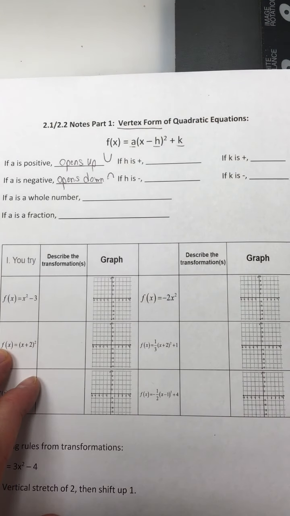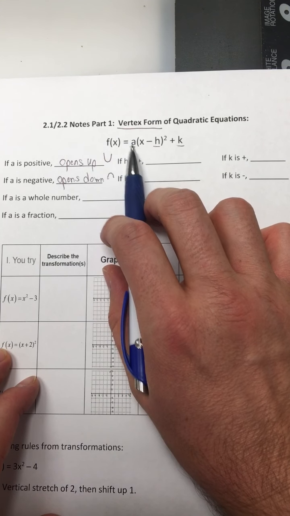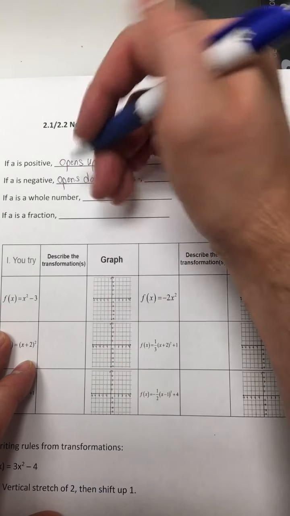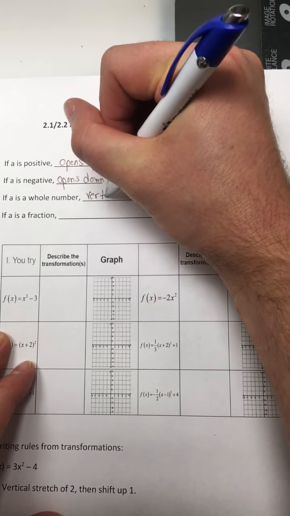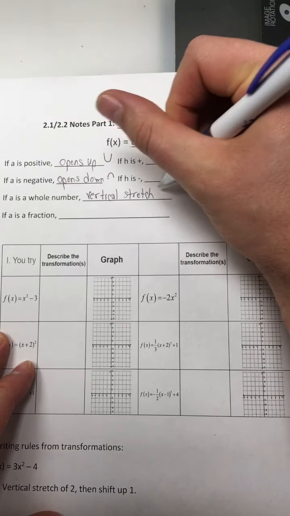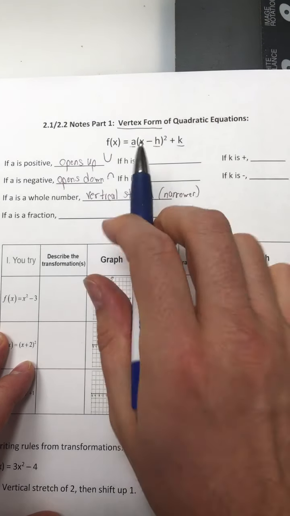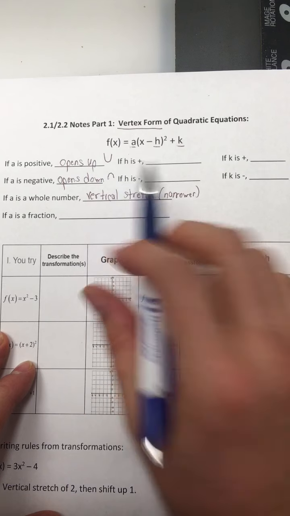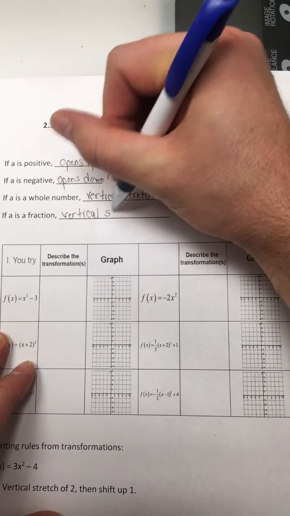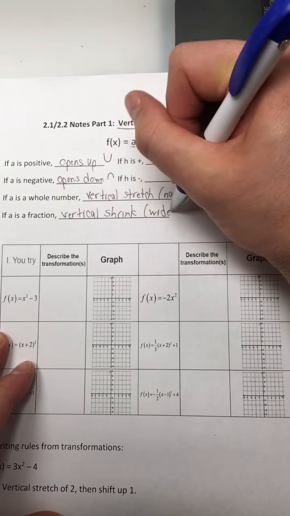Like that. Now, that A value, sometimes you have a number here. If there's no number, it's an automatic what? It's an automatic 1. But if you have a whole number, 2, 3, 4, all right, we remember that is a vertical stretch. It makes the graph narrower. And if it's a fraction, 1/2, 2/3, something like that, that would be a vertical shrink. It would make the graph wider.